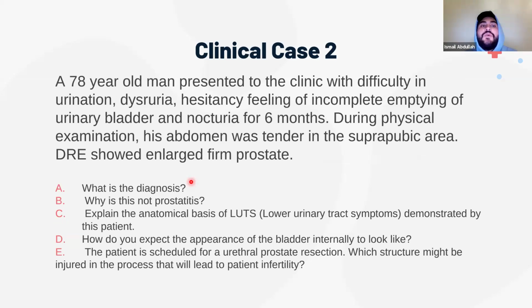So this is a 78-year-old man presenting to the clinic with difficulty in urination, dysuria, hesitancy, feeling of incomplete emptying of the urinary bladder, and nocturia for the past 6 months. During physical examination, the abdomen was found to be tender in the suprapubic area, and DRE shows an enlarged, firm prostate.